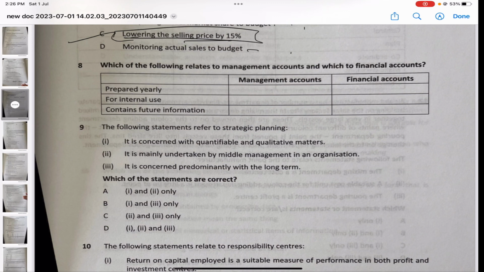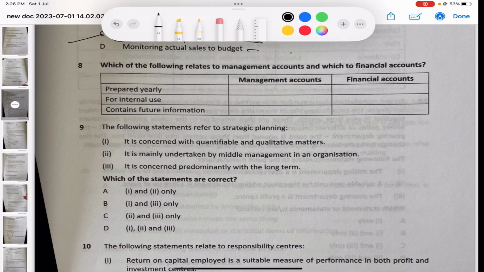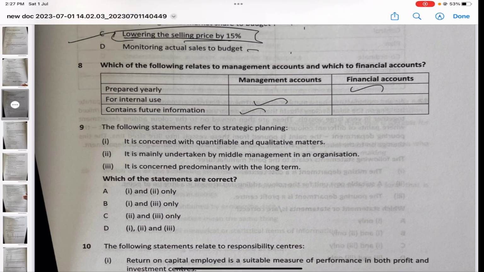Which of the following relates to management accounts and which to financial accounts? Prepared yearly. On a yearly basis, you need to make the financial accounts. For internal use, we know that management accounting is done for the managers or for internal use. Contains future information. We know that financial information is historical in nature and management accounting is forward looking in nature.